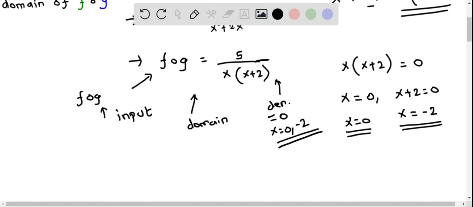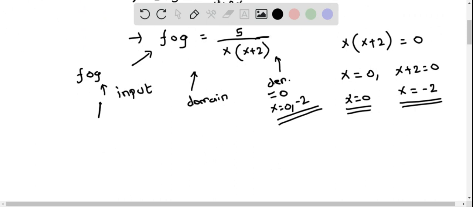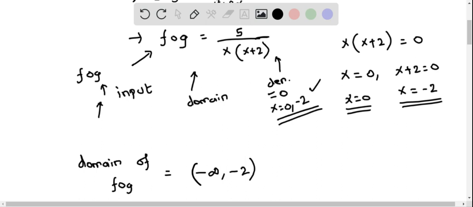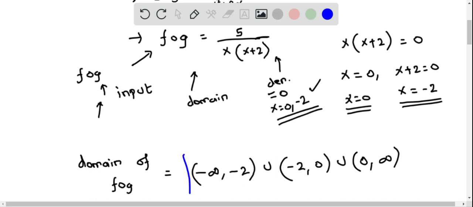And so combining these two domain restrictions, that is the domain restrictions of the input function as well as the domain restrictions of the f of g function, we can write the domain of f of g in interval notation as follows. We have to exclude these two values of x, that is 0 and negative 2. So I can put this as negative infinity to negative 2, union negative 2 to 0, union 0 to infinity. So this is the domain of the function f of g.